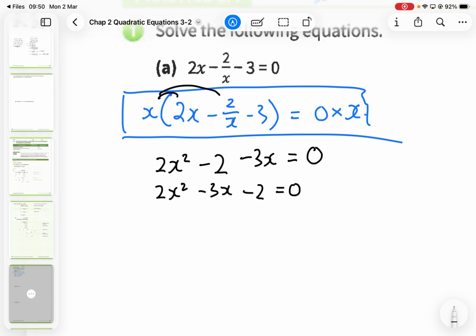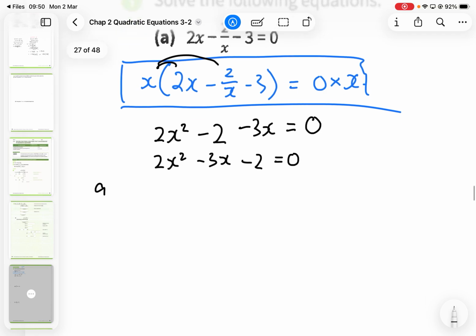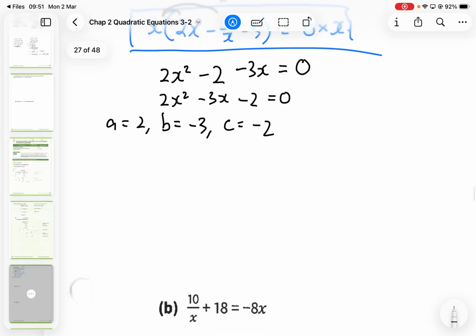Then to solve a quadratic equation, I can identify my A, identify my B, identify my C. A is the number of x squared, B is the number of x, C is just the pure number. Once I have listed down my A, B and C, I need to use my formula. Formula, go and recall.